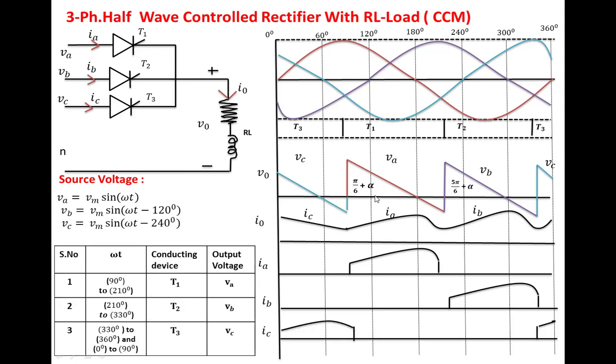Now we are going to write the circuit operation in table form. From 90 to 210 degrees, T1 is conducting and the load voltage becomes phase A. From 210 to 330 degrees, T2 is conducting and the output voltage becomes VB. From 330 to 360 degrees, T3 is conducting and the output voltage becomes VC. Again from 0 to 90 degrees, T3 is also conducting and the output voltage becomes VC.